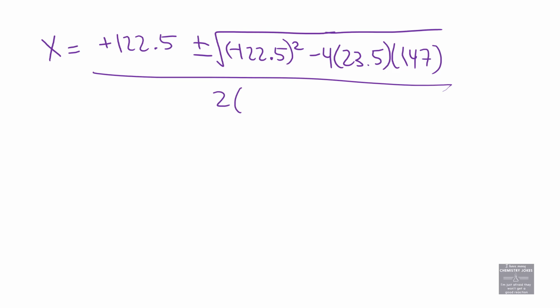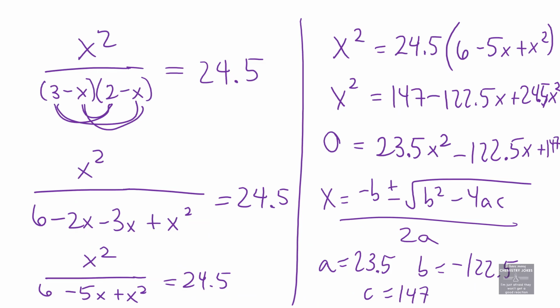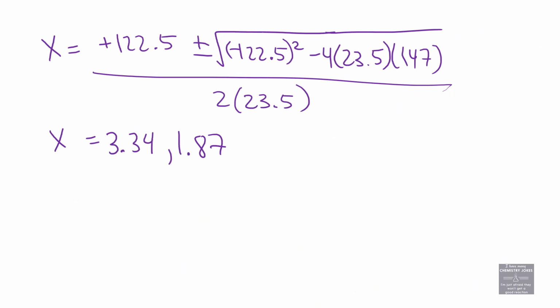That's okay. It's not a long video. We get two values for x, and the two values for x that I got are 3.34 and 1.87. One of those values makes sense. One of those values is incorrect. Which is which? Well, if I go back here, 2 minus 3.34 would give me a negative concentration of NO2. I think not. So it must mean the real x value is 1.87.